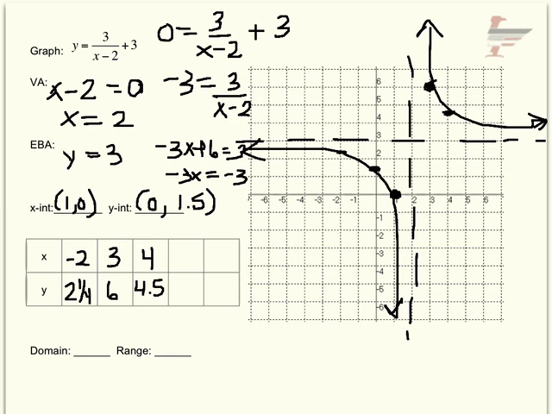And your domain is all real numbers except for the vertical asymptote, so x can't equal 2, and your range is everything except for that end behavior asymptote, because it's horizontal, so y can't equal 3.